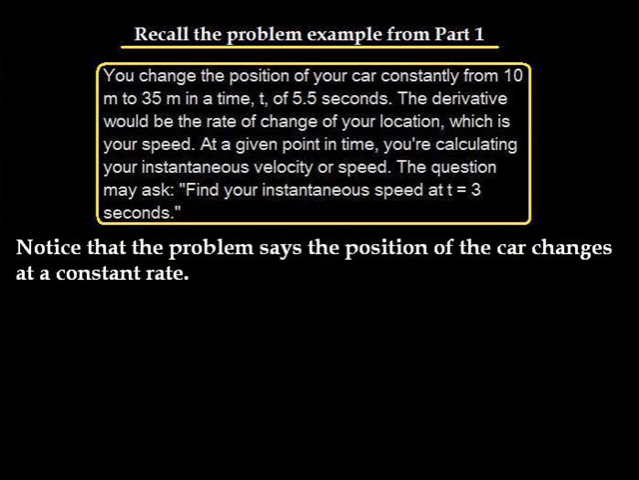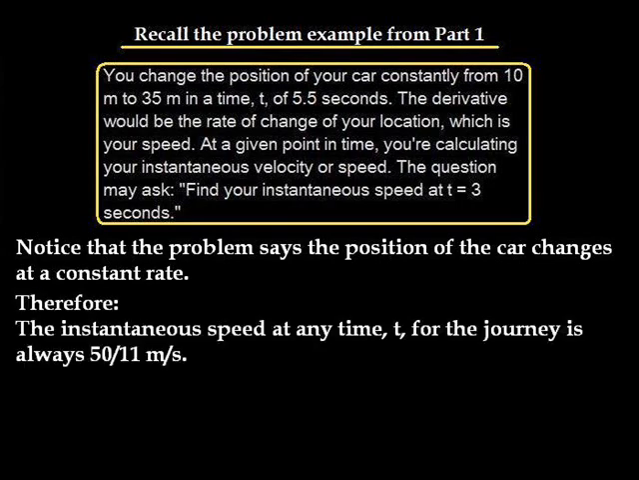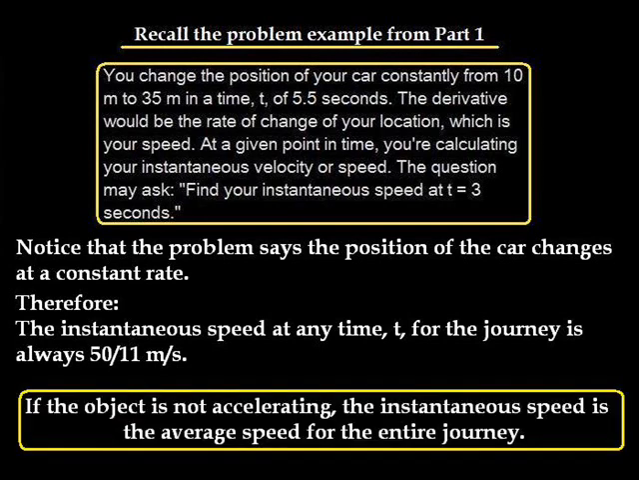Recall that the problem said the position of the car changed at a constant rate. So when it asks you to find the instantaneous speed, that's a little bit of a trick question, and we'll see why eventually. The instantaneous speed at any time t for the journey is always going to be 50 divided by 11 meters per second. If the object is not accelerating at all, the instantaneous speed is always the average speed for the entire journey.